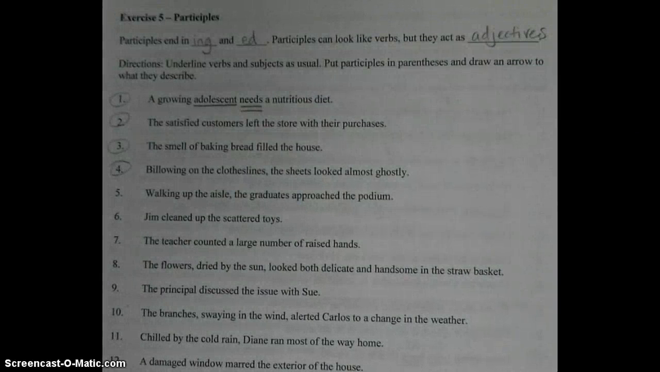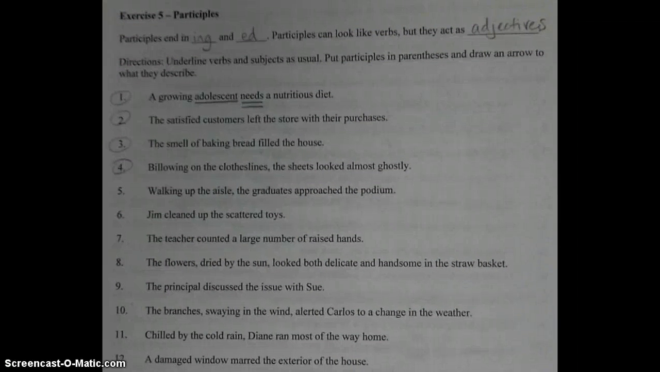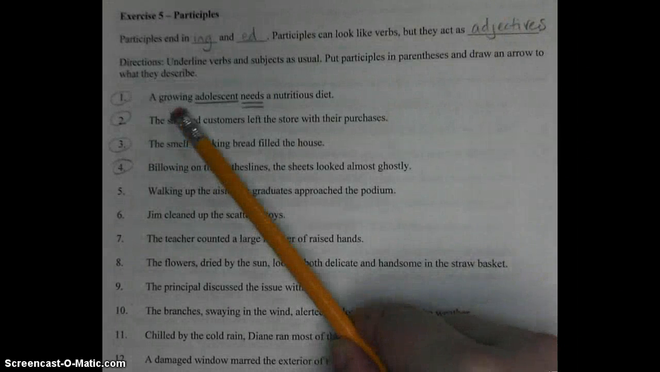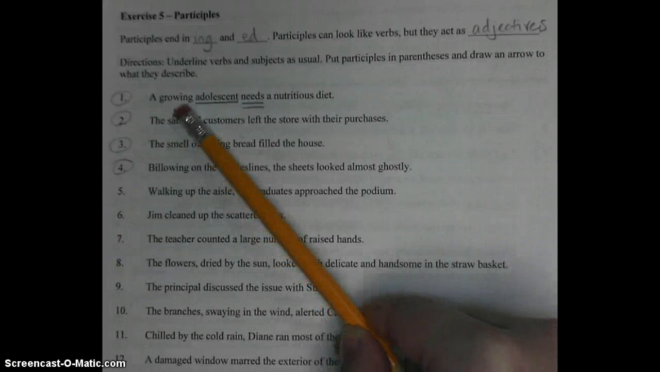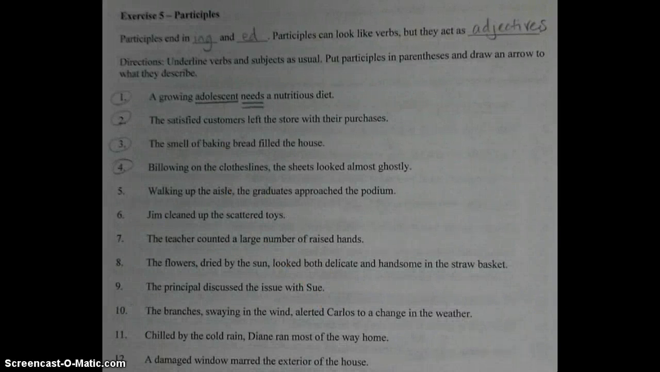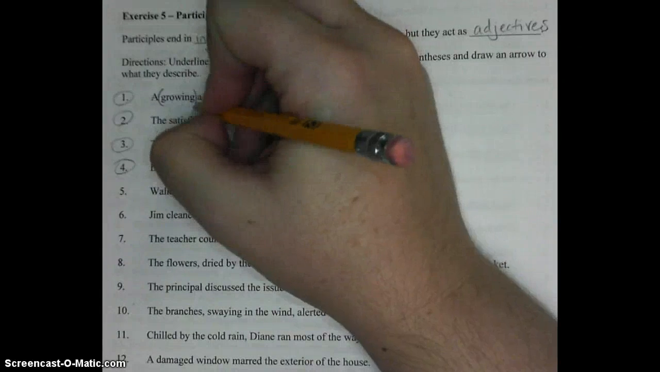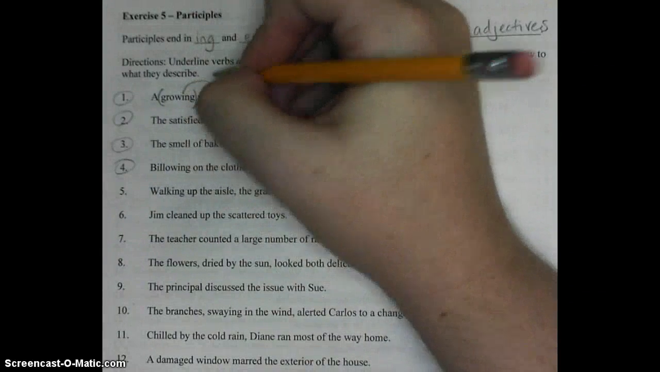I think I will not worry about linking in action verbs for this one. Let's just concentrate on participles. So in that case, my ing word here, growing. I've already eliminated it, so I know it's not the verb, so it could be a verbal. It's not a gerund, because it's not being used as a noun. It's a participle. It's being used as an adjective, and it's describing the word adolescent.